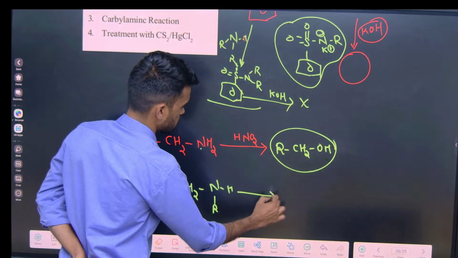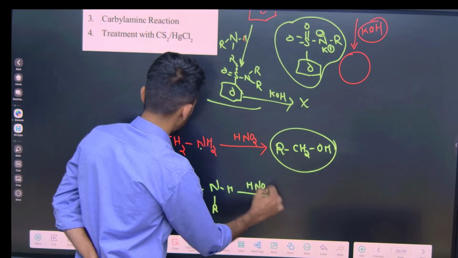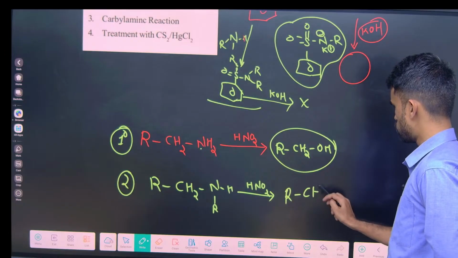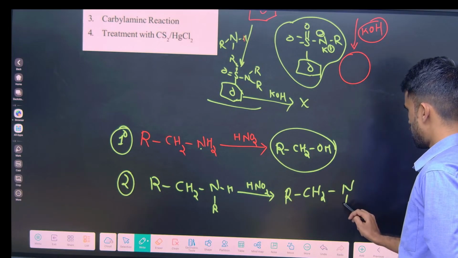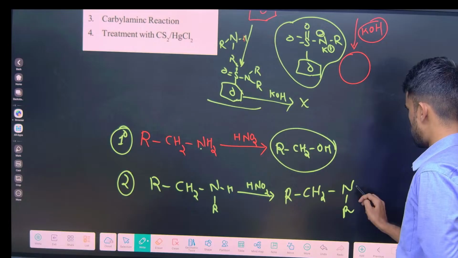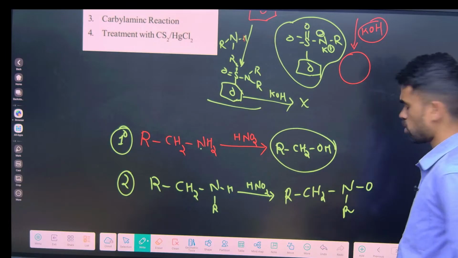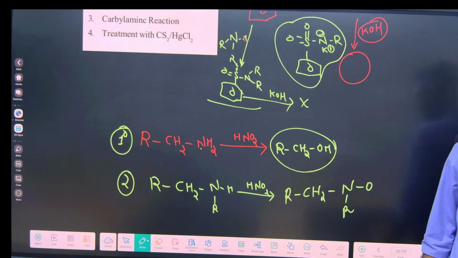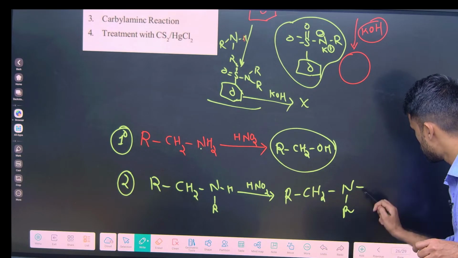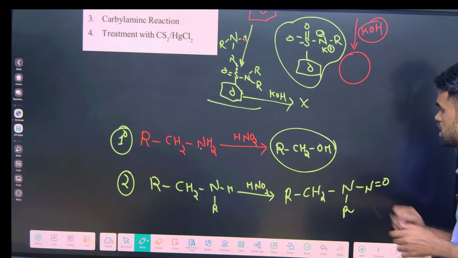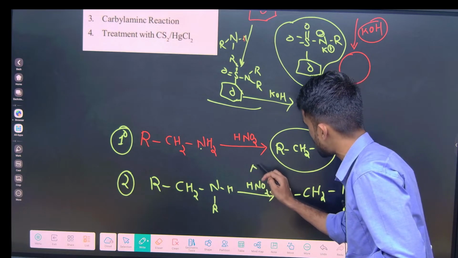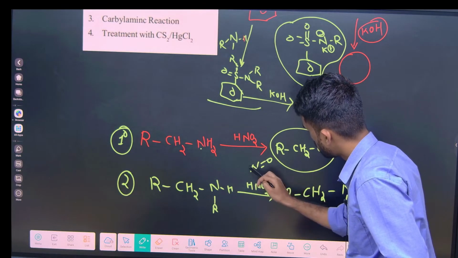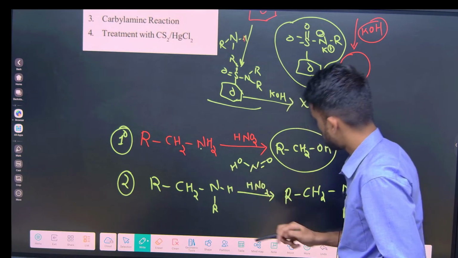RCH2NRH plus HNO2 we are doing now. So this will be giving you RCH2NROH. Okay, N double bond O. So it's very simple. You just write HNO2 like this now, O and OH. Okay, that's it.